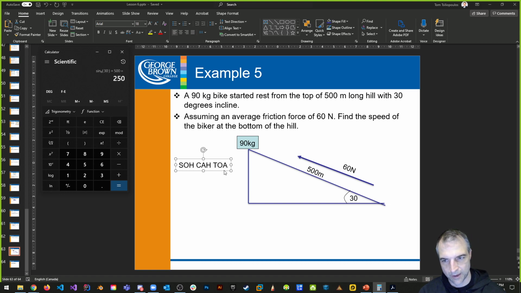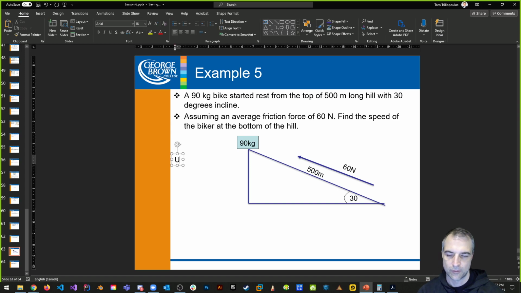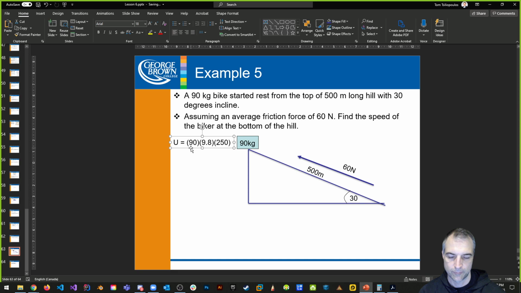So if 250 is my height, and that's what I figured out, now I have something else I can use. I know that I've got potential energy here because of my height. My potential energy, or U, right? Again, this is an alternate way of doing this for you guys. U then is equal to mass times gravity times height. Mass is 90 kilograms times gravity, which is 9.8 meters per second squared, times height, which is 250 meters, which we just figured out. So that is my total potential energy. Potential energy is in joules, right?